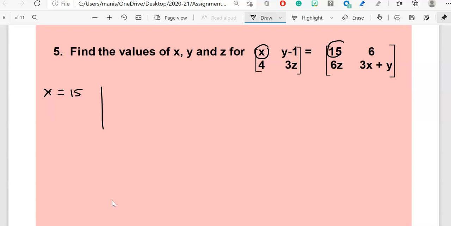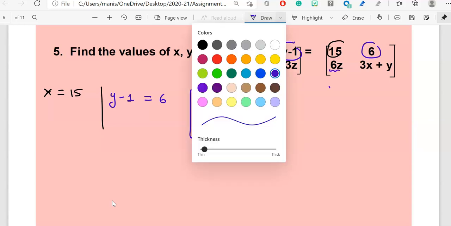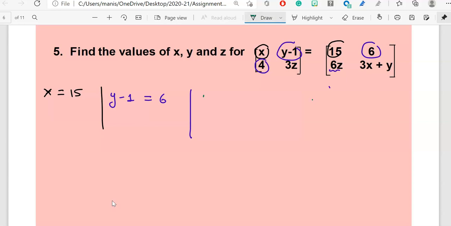Let's go to the next one. I'm changing the color. y minus 1, and the corresponding element is 6. So y minus 1, put the equal sign. Okay, I will come back over here. For the third element it says 4 and the corresponding element is 6z. I will change the color over here. 4 is equal to 6z.